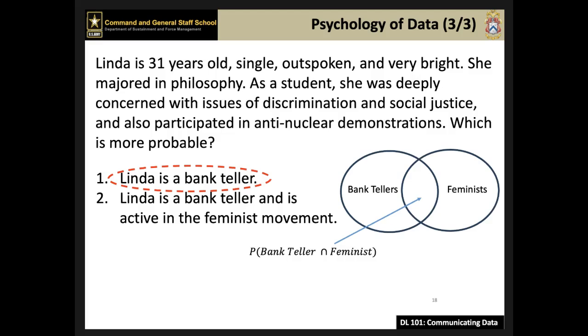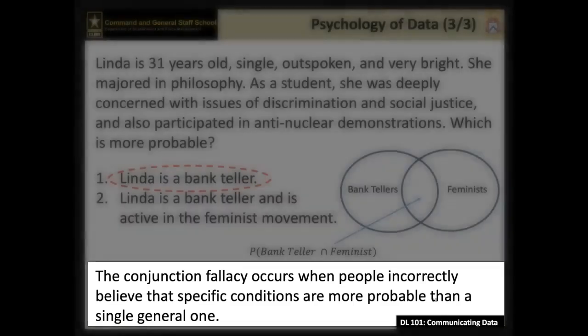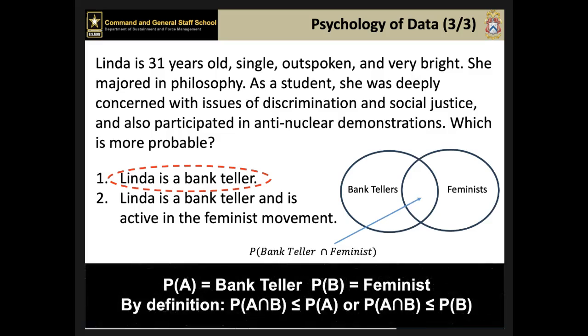alone. This leads us to the conjunction fallacy, and the conjunction fallacy occurs when people incorrectly believe that specific conditions are more probable than a single general one. In probability terms, the likelihood of 2 events occurring together in conjunction is always less than or equal to the likelihood of either one occurring alone.